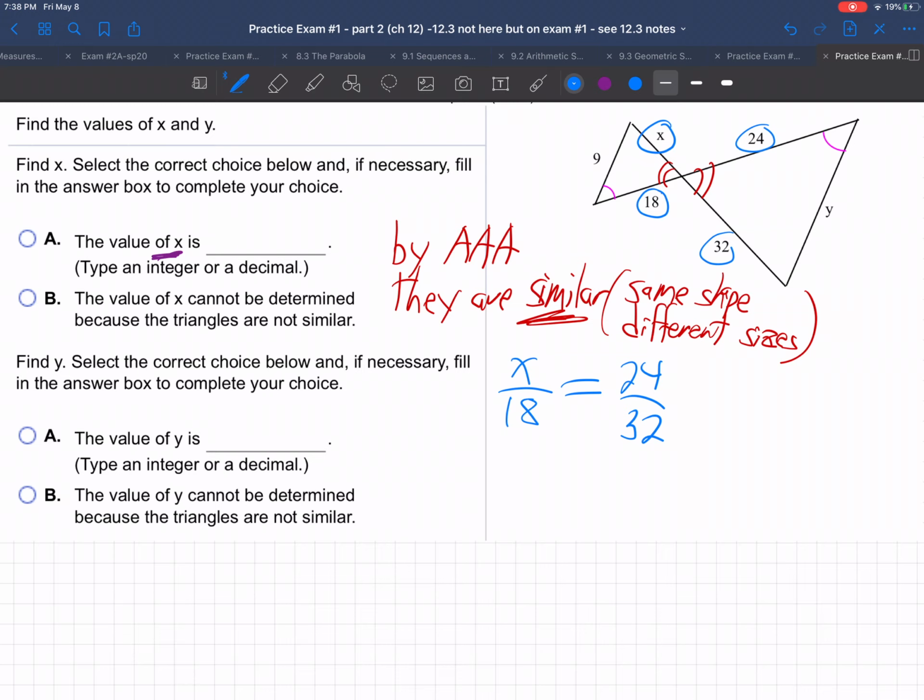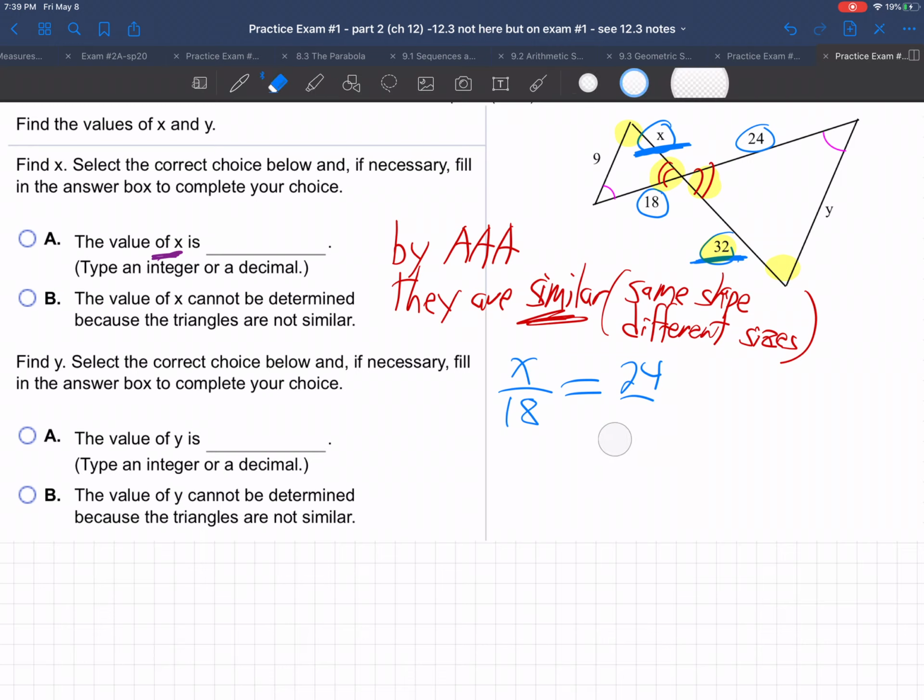No. How do you know? x has to go with the 32. How do I know? Because notice x is the side between what? Look what he's between. Between the double angle and the no angle, just like 32 is between the double angle and the no angle. Do you see that? x and 32 have to go together.